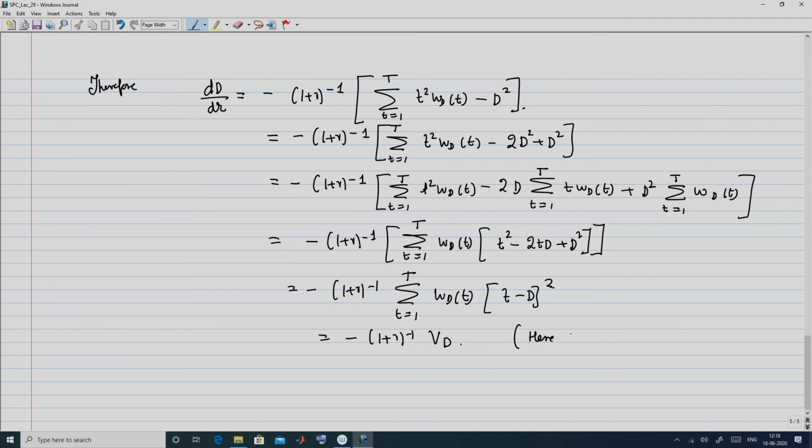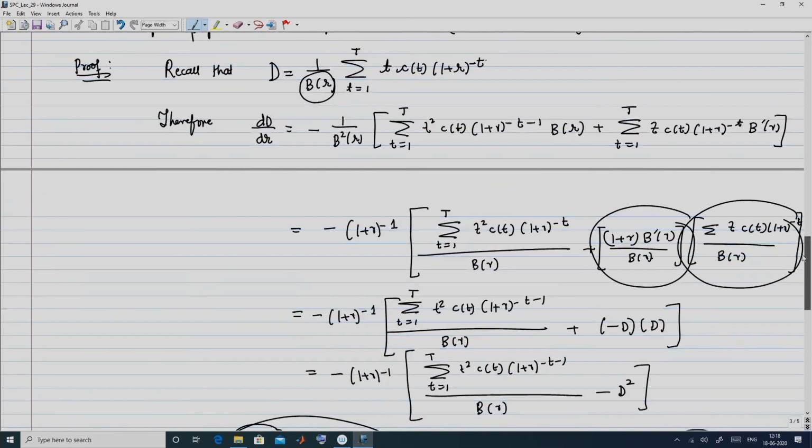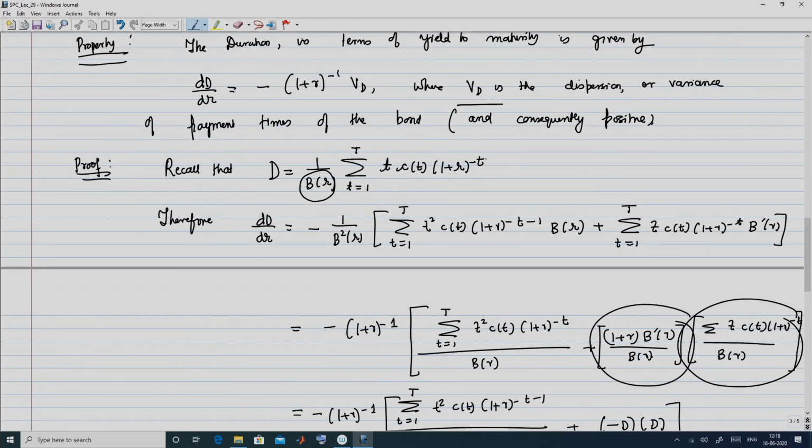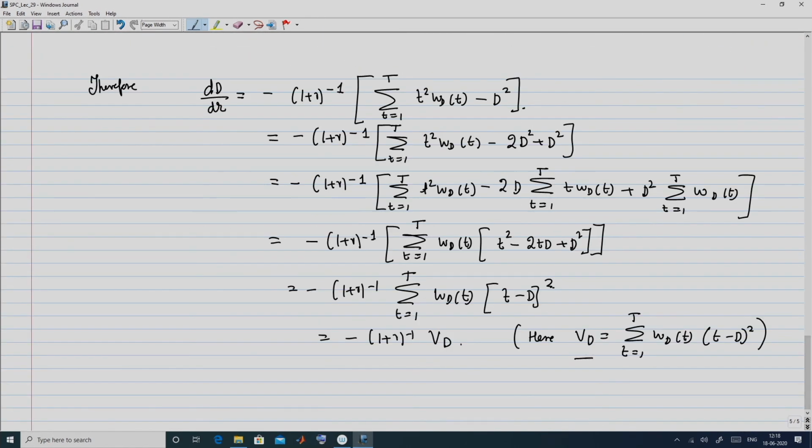So, here V d is nothing but summation W d of t, t is equal to 1 to capital T into t minus d square. And remember, what was my V d? V d was defined as the dispersion or variance of the payment times of the bond. So, this is going to be the variance of the payment time of the bonds. Here t is like the random variable.